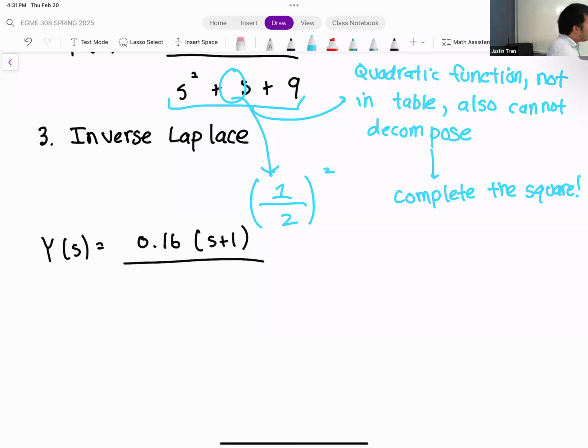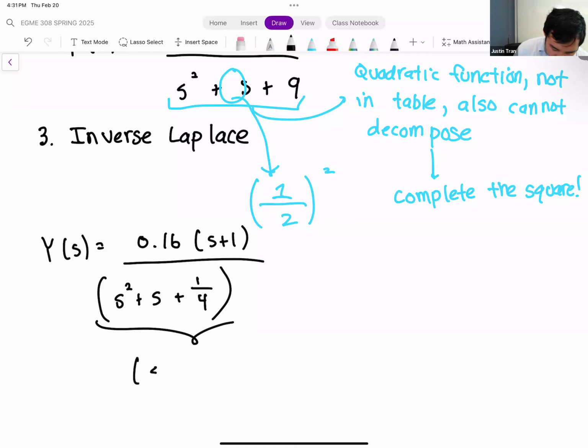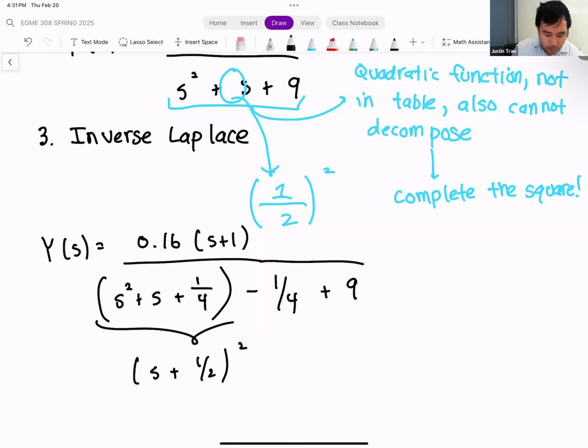We're going to end up with a little bit of an awkward number here, because the number that we need to add to complete the square is 1/4. So to complete the square, we need s squared plus s plus 1/4, because this is going to factor into s plus 1/2 quantity squared. But then we also need to subtract 1/4 after the expression. So we add 1/4 to complete that square, and then subtract 1/4 afterwards, just to keep the same overall value. And we can't forget about the plus 9 either.